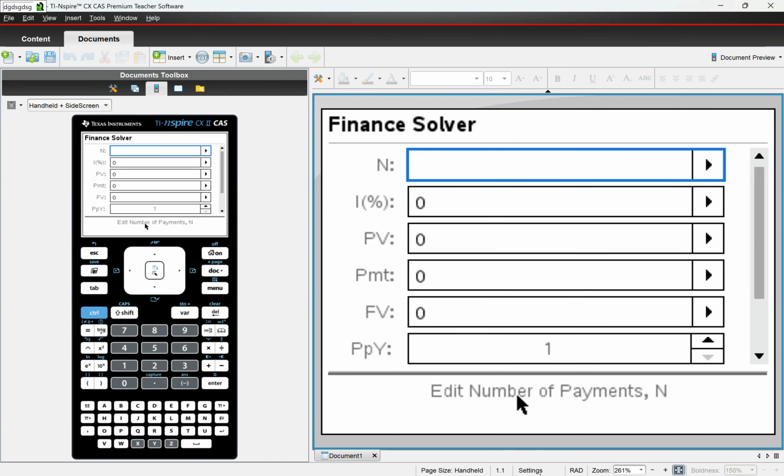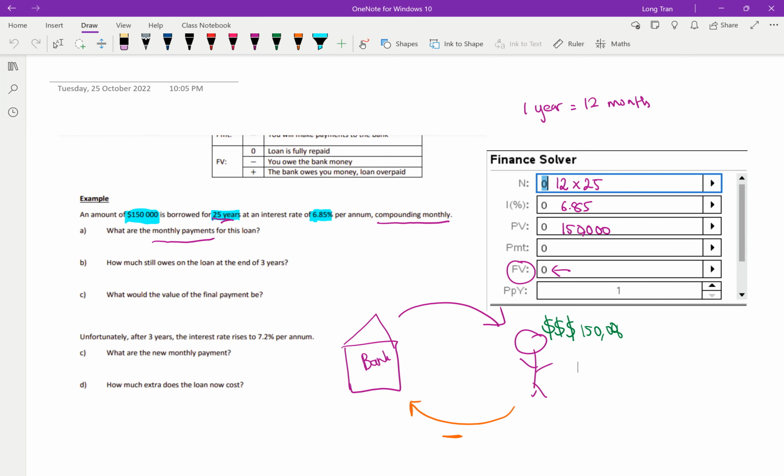To answer your question there, if you press enter on the PMT with all these parameters, with FV being 0, make sure to change PPY to 12. That's the number of payments per year, and we're doing 12 payments per year. And then CPY should also be 12. Then you should be able to answer the first question.